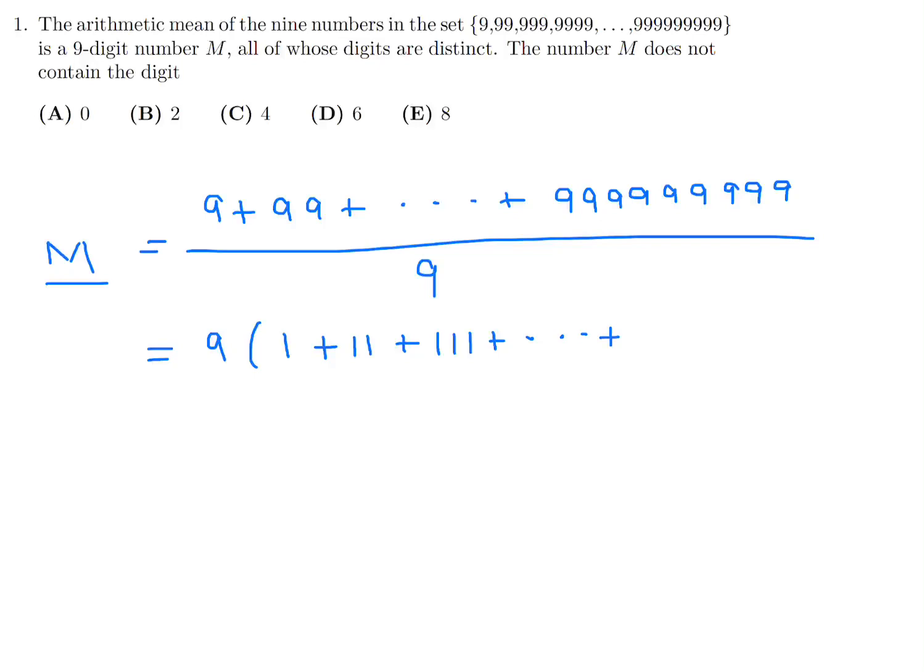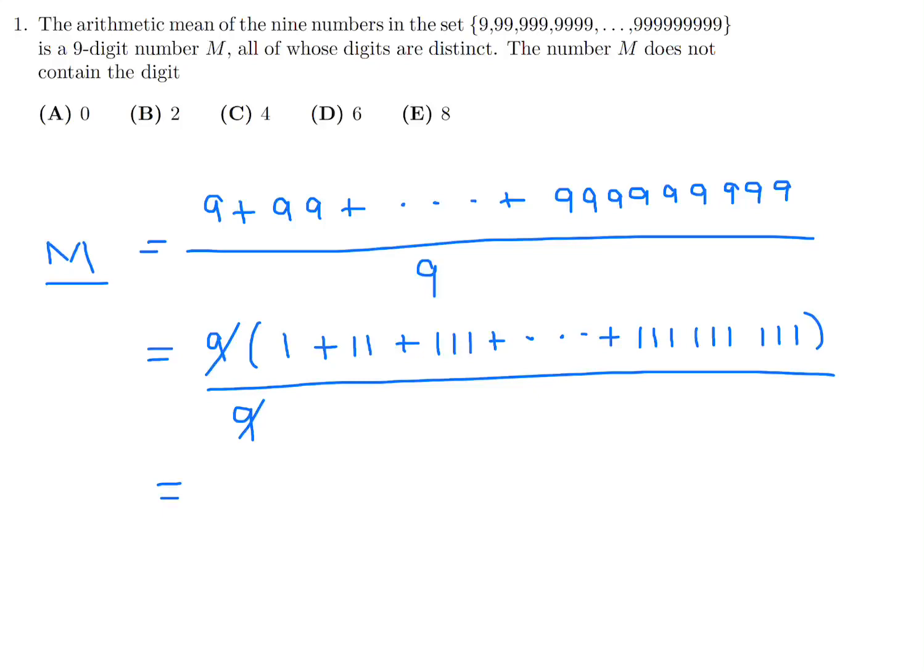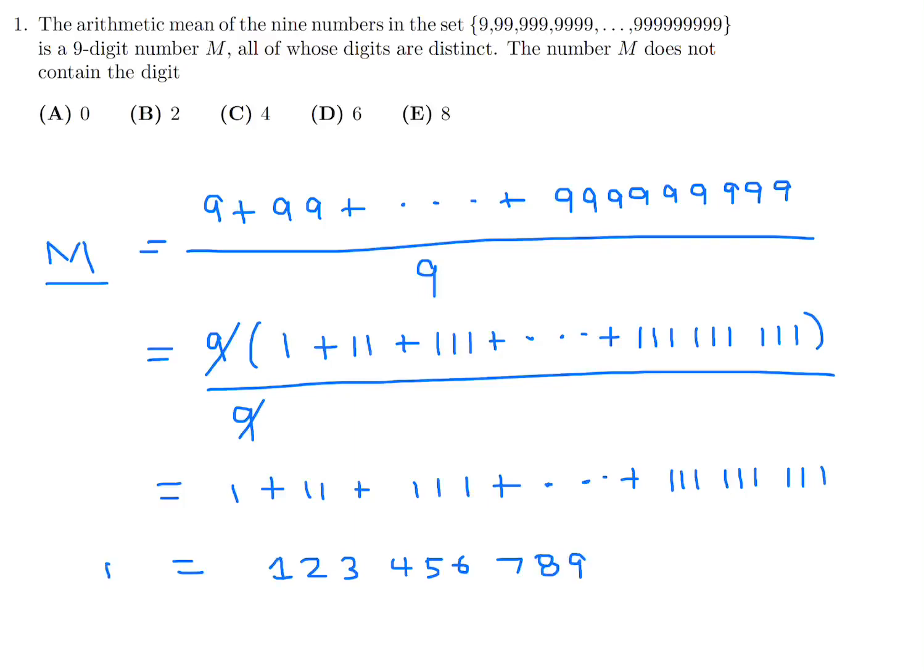And at the very end, that's going to be 9 ones, like this. All right, and top and bottom cancel, and all we're left with is just 1 plus 11, plus 111, all the way up to the largest number, which is 9 ones. And then this is a little bit easier to add. You can easily do this, and you'll get a sum of 123456789. This is what m is equal to.